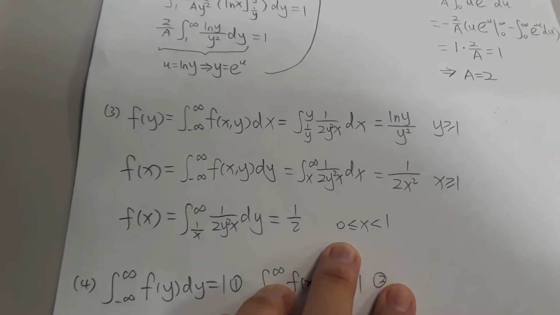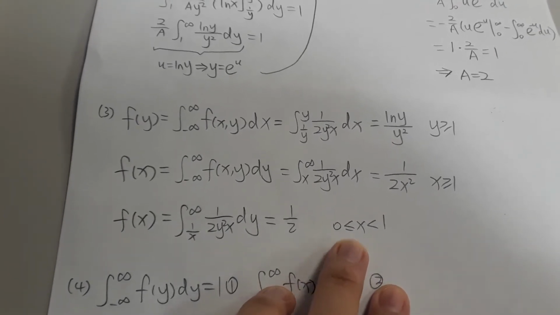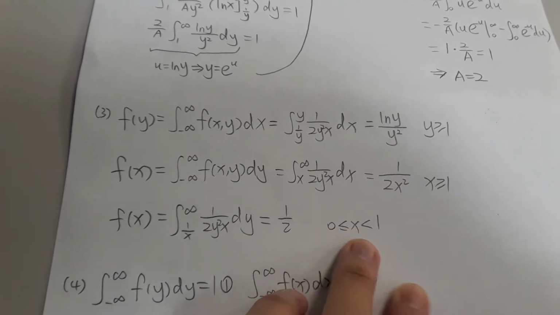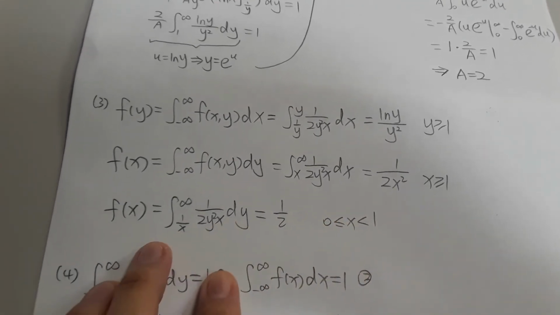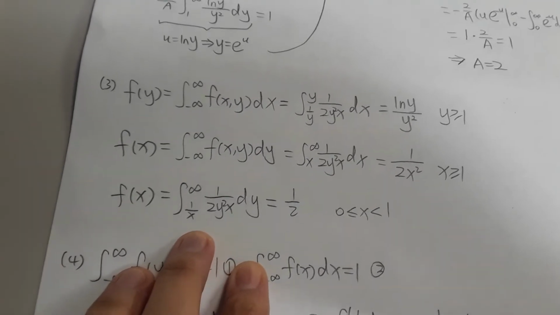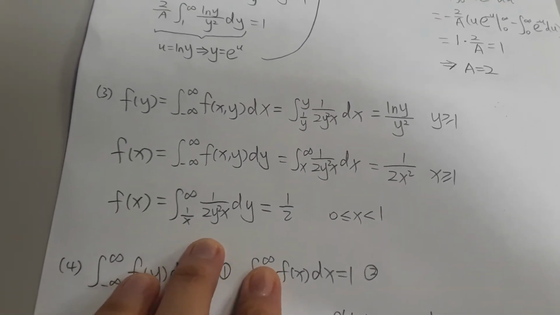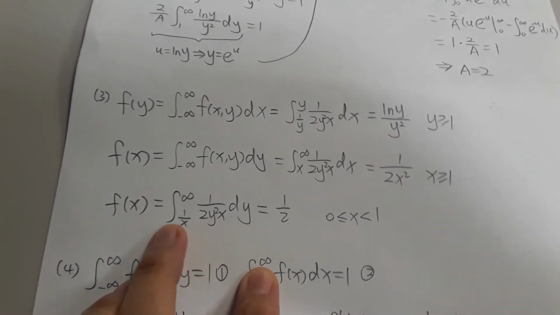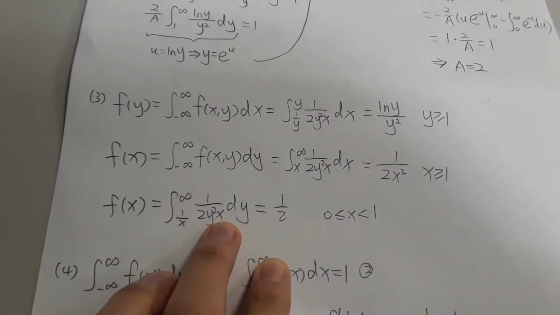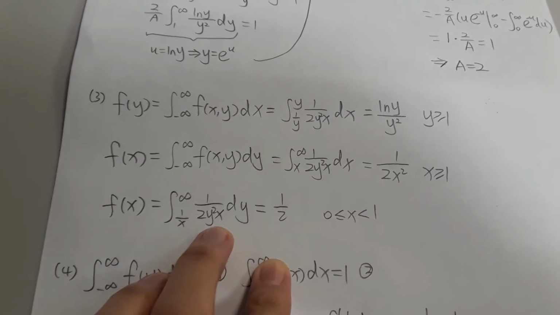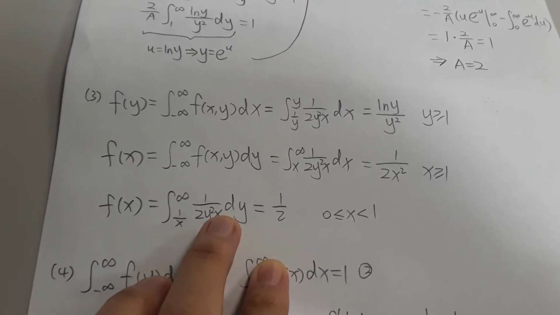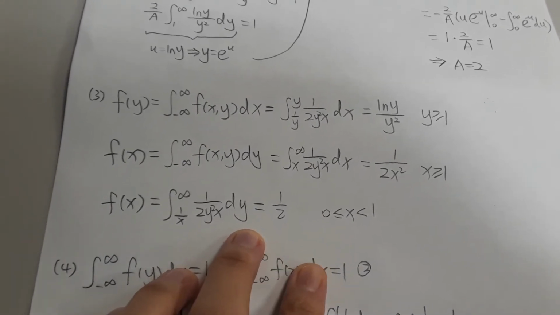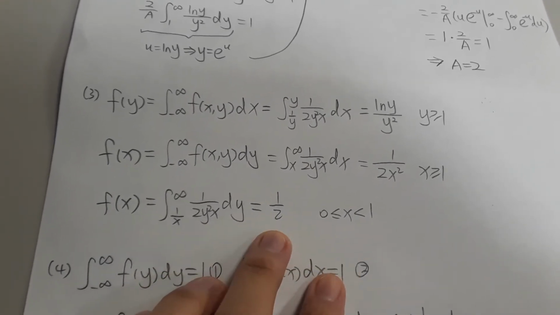Now let's look at the condition when x is ranging from 0 to 1. We have the marginal function of x equals the integral from 1 over x to infinity of 1 divided by (2 times y squared times x) dy. Then the answer should be a half.